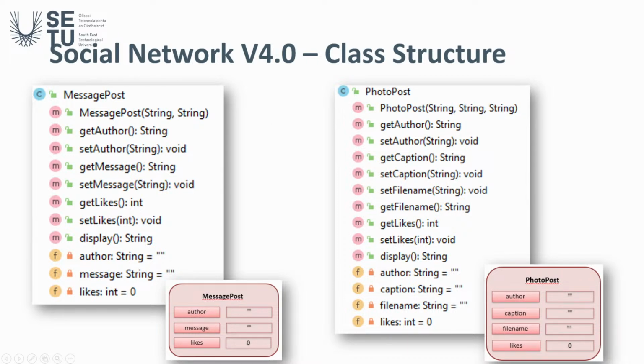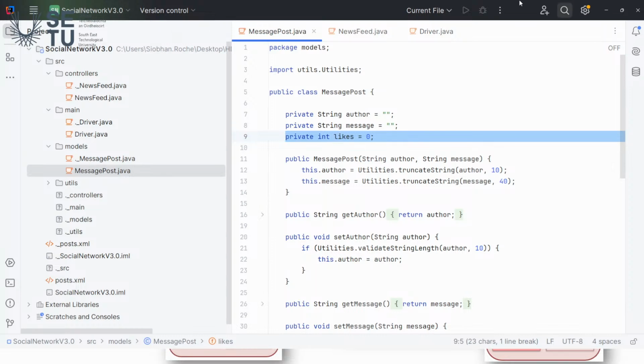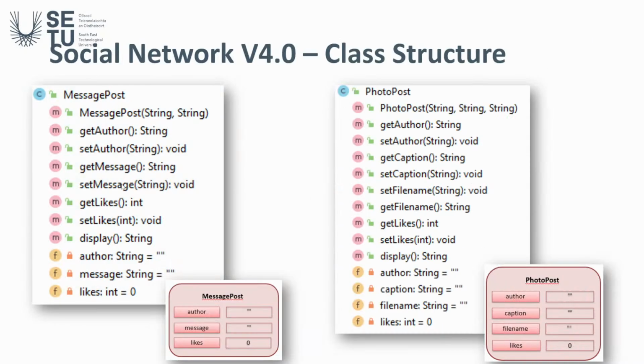Okay, so now we're going to have this class structure. We're going to have a class called message post, which is what we have here. So this is our class for our message post, and that's not going to change. But now we're going to have a class for the photo post.